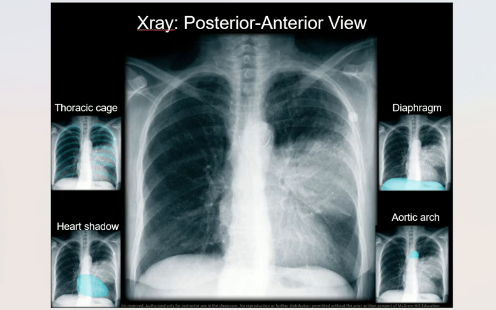So this just outlines what we should be able to point out in an x-ray. The thoracic cage here outlined in blue. Heart shadow, which we just discussed. We've got the aortic arch right here, which is hard to see because this section actually layers over top of the spine and everything else, but the aortic arch is located right there. And then we've got the diaphragm down here.